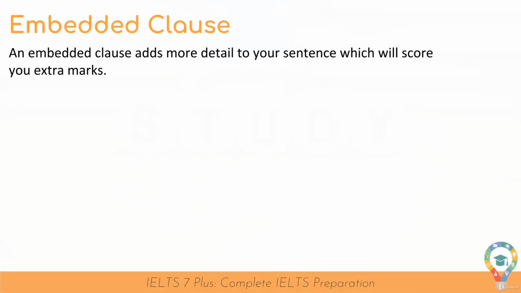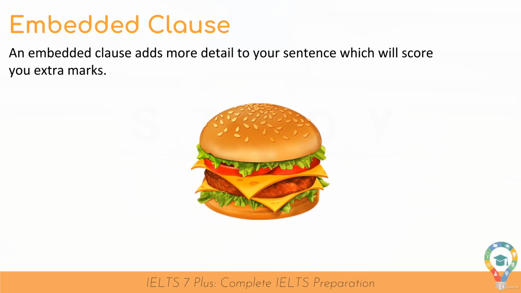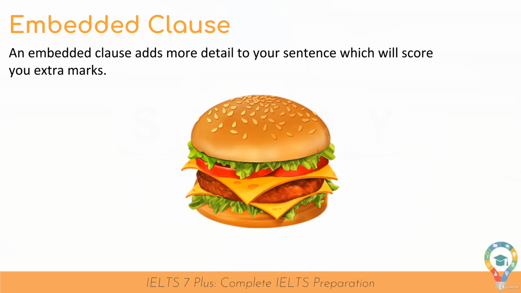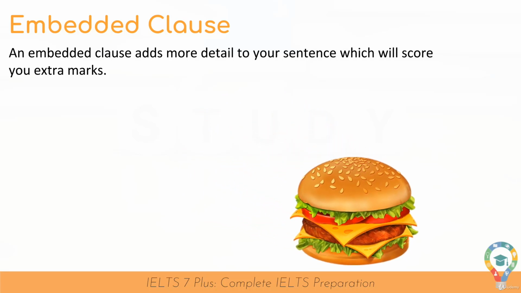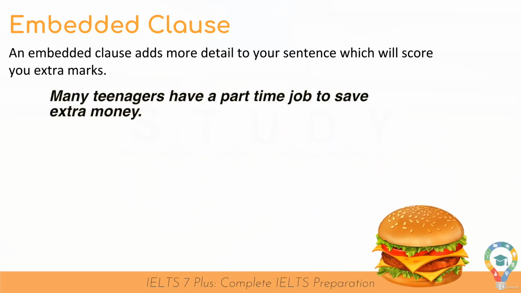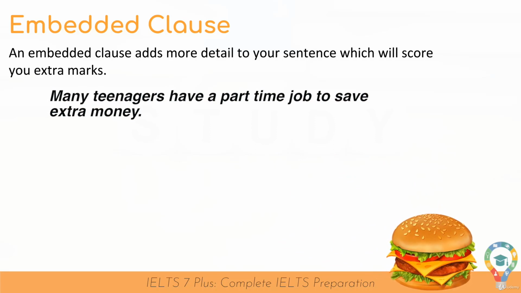Now, onto our second sentence type, which is an embedded clause. I've often heard of these sentence types being referred to as hamburger sentences. And by the end of this section of the lesson, you'll understand why. Here is an example of a simple sentence. Many teenagers have a part-time job to save extra money.